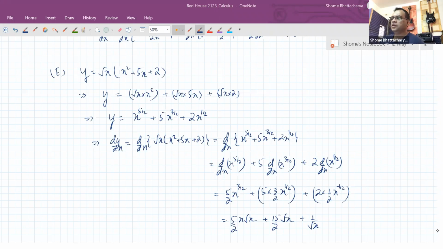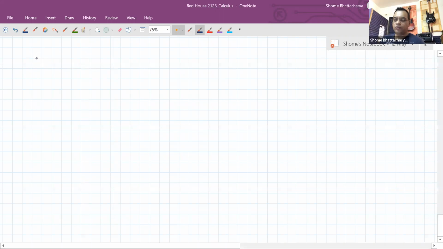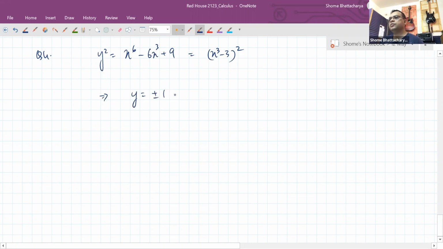C part is interesting. Actually, technically it's not a function because it's given in y square form. So one way is that we could contradict the question, that it is not a function. Also, we can convert x to the power 6 minus ... into x cube minus 3 whole square. But this actually implies that y could be plus or minus of x cube minus 3.